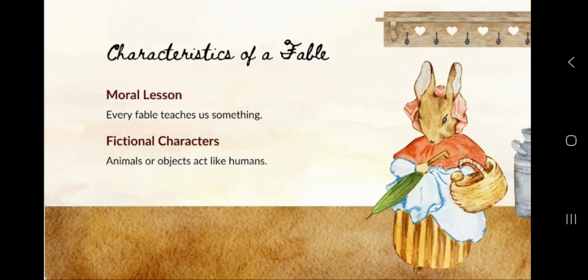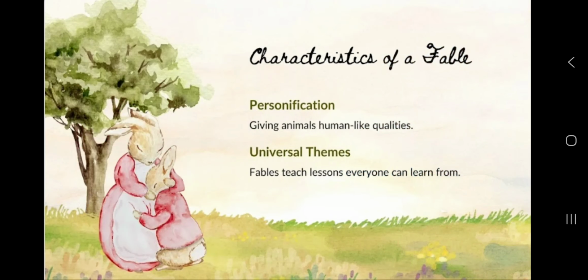Characteristics of a fable. A moral lesson: each fable teaches us something. Fictional characters like animals or objects, those act like humans, just like one you can see in a picture, like an animal dressed up as a human, and have characters and dialogues like humans. Personification: giving animals human-like qualities. We have also learned about different figures of speech, where personification was one of them. So, personification is when certain human-like qualities are given to a non-living being or an animal, where they have dialogues like humans, they behave or they express themselves like humans.